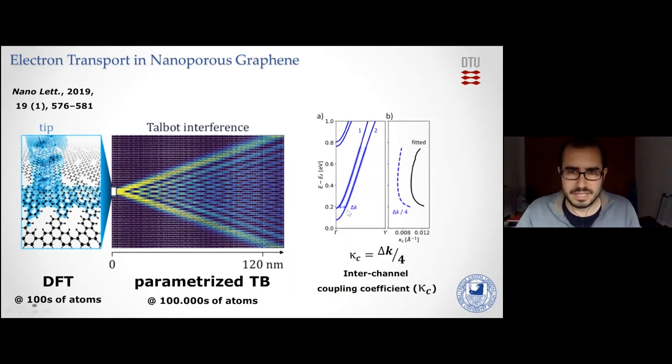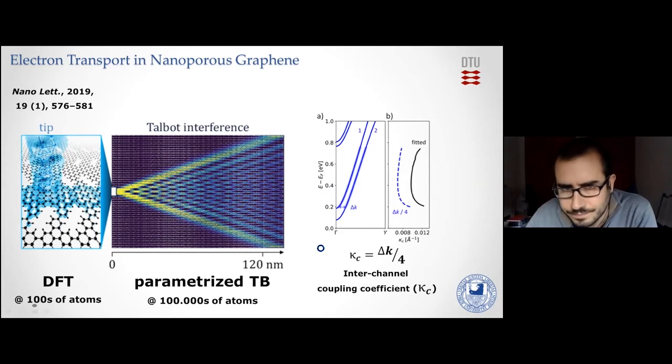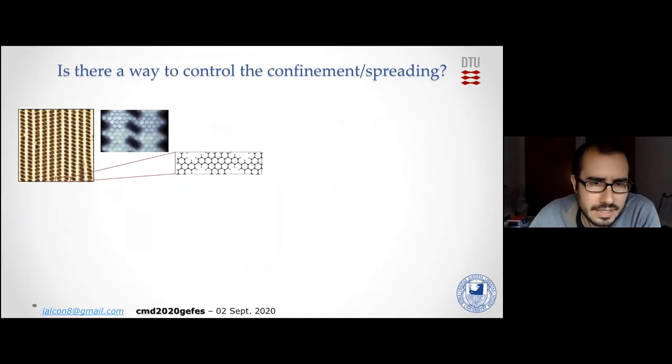So this is the Fermi level. Here you have the two transverse electronic bands. And the difference at a particular energy, the difference in K, tells you how electronically coupled those graphene nanoribbons are in this material. So the larger the electronic coupling, the stronger the spreading of the injected electronic currents.